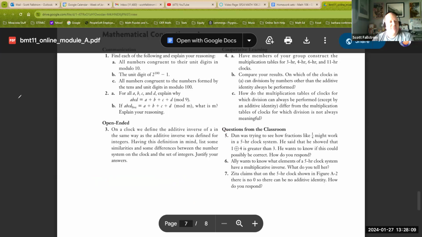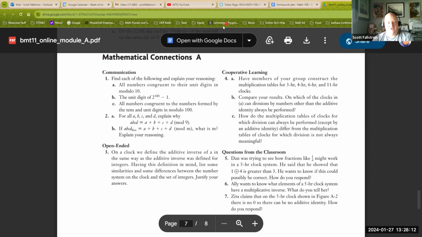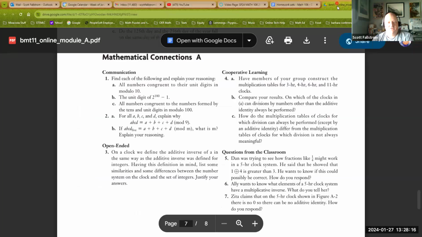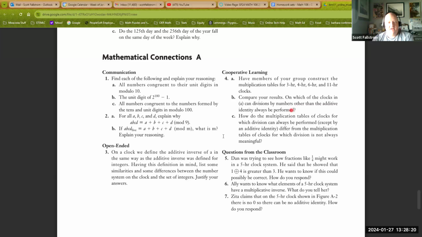Otherwise, I think that about wraps it up. Let me make sure I answered all of these questions. Yep, none of the group work ones for this case. Yeah, I think that'll about do it.